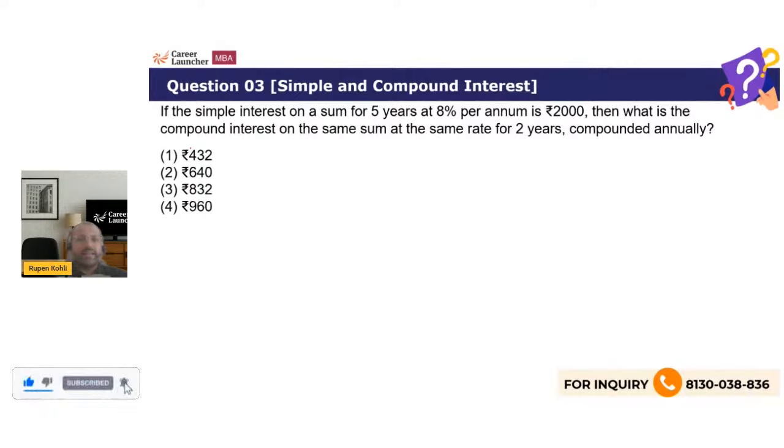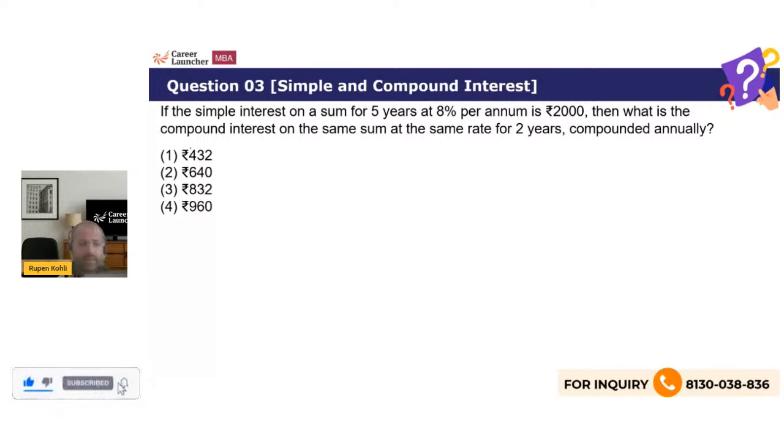Okay, so I'm starting. You also start with me, and let's see who can get this faster, right? SICI. If the simple interest on a sum for 5 years at 8% per annum is $2,000, then what is the compound interest on the same sum at the same rate for 2 years compounded annually? Right. So 5 years, 8%, SI.